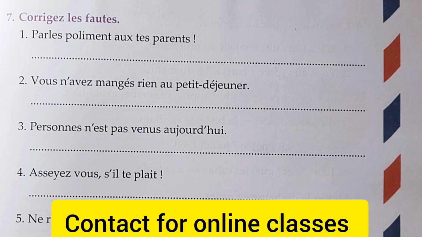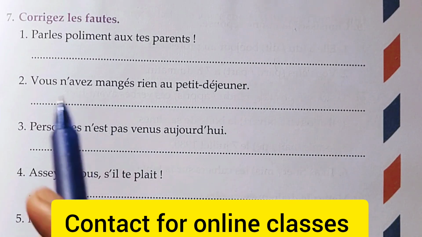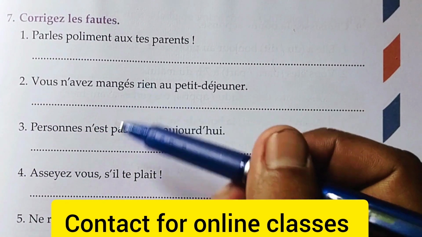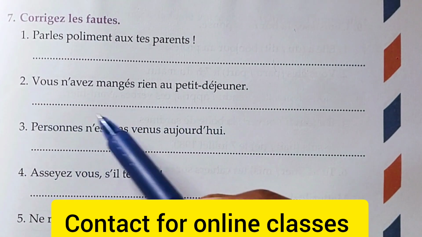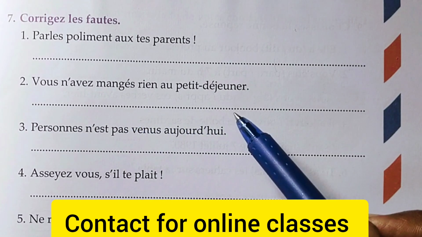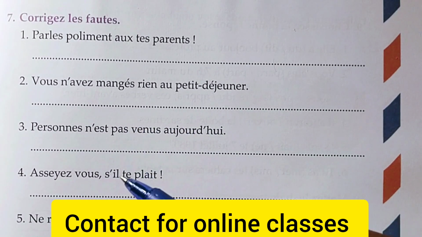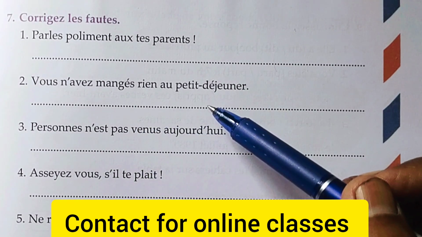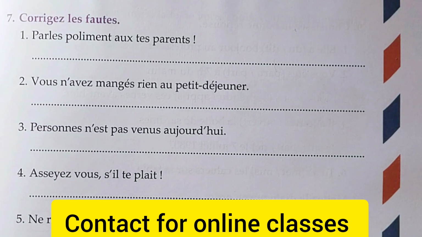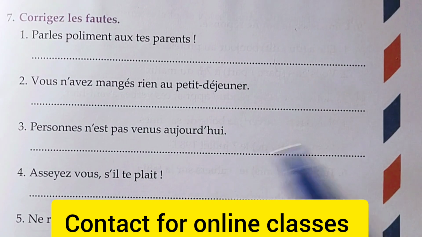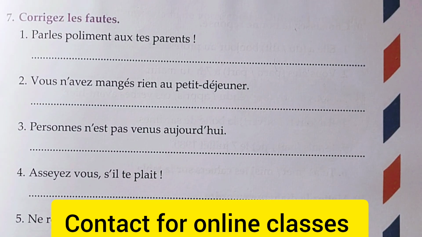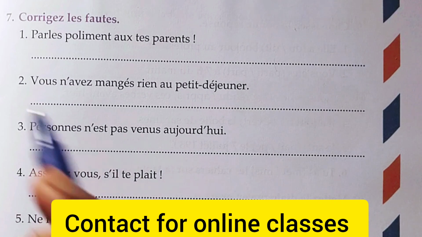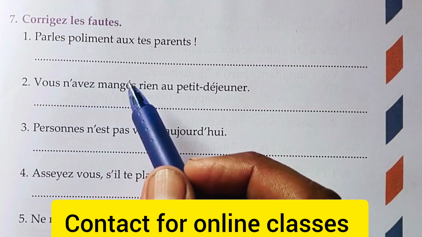This is regarding correction of the sentence. Yes friends, here we have given some sentences and we have to find out the mistake and then rewrite it in the blank space. There are different types of sentences such as imperative, positive and negative, and they have given the reflexive verb as well, right? So please be careful. Now we start the exercise.